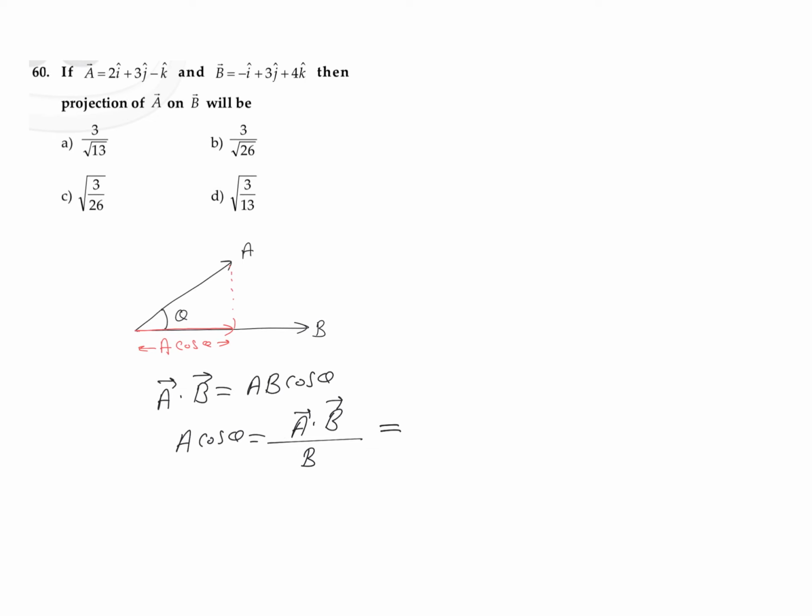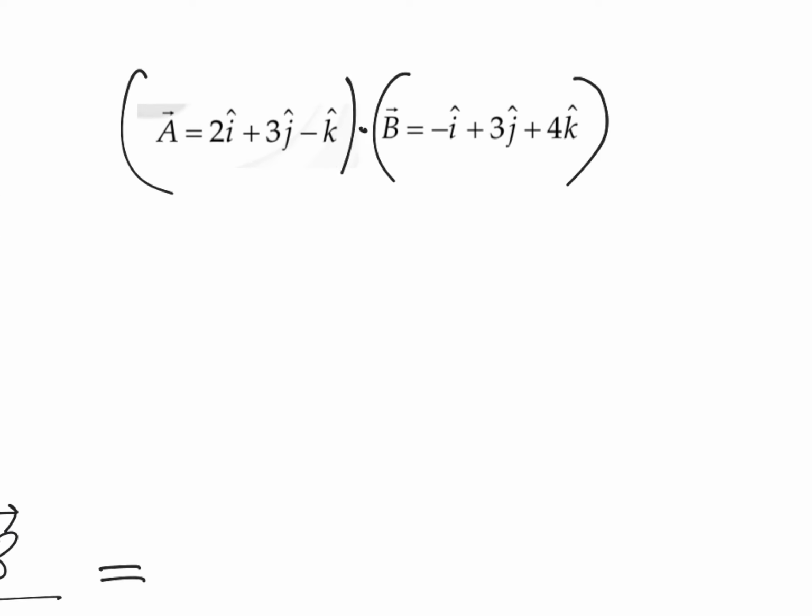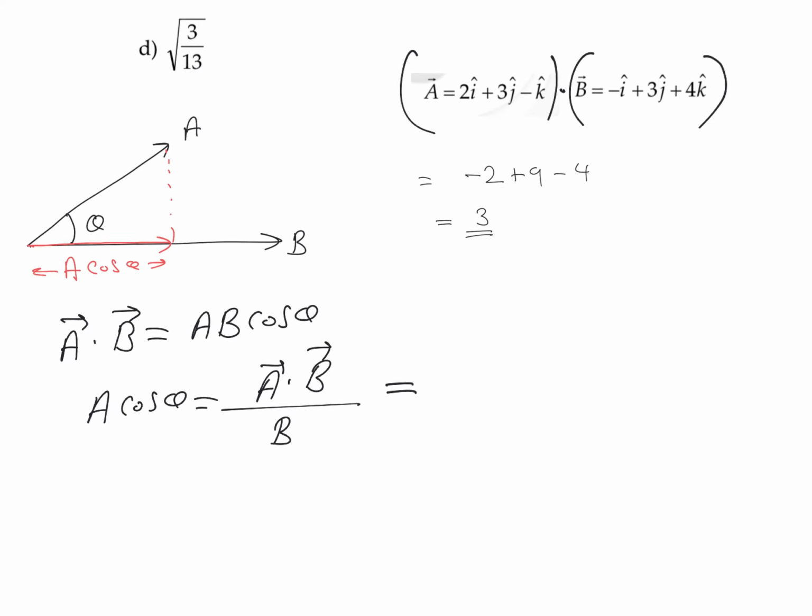So what we'll do is find the value of A dot B first. As we know, this is our A vector and this is our B vector, and our aim is to find the value of A vector dot B vector. We can write this as 2 into -1, that is -2. And over here 3 into 3, which is 9. Next one is -1 into 4, which is -4, which is equal to 3. So we got the value of A dot B, that is equal to 3.